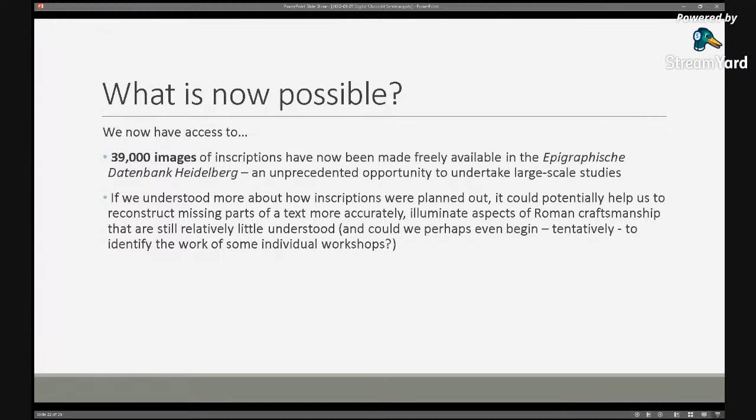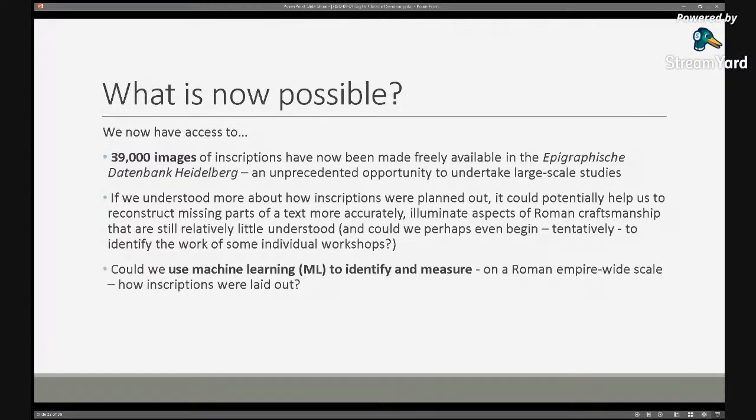We wanted to look at aspects of Roman craftsmanship that haven't been particularly well studied. It's worth saying that epigraphers tend to measure line heights. That's a standard thing to record, but we don't spend a great deal of time thinking about line widths and spacing. So there seemed to be a fair amount of work to be done there. And extremely tentatively, it would be interesting to think about whether such work could potentially point us in the direction of the work of specific workshops, but that's to come in the future, I think.